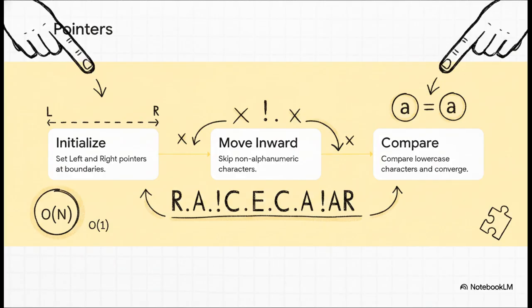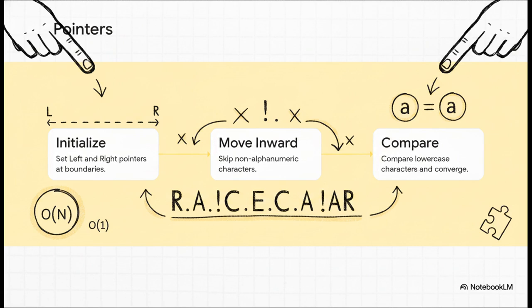Here is the exact mechanical execution for validating a palindrome. You start a left pointer at the very beginning of the string and a right pointer at the very end. Then you step them inward, skipping over any non-alphanumeric junk characters like spaces or commas. Next, you just compare the lowercase versions of the characters at those pointers.